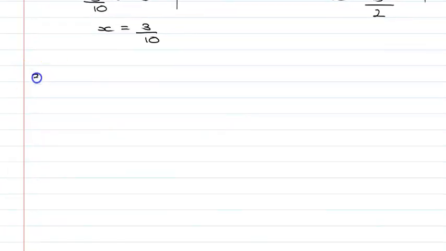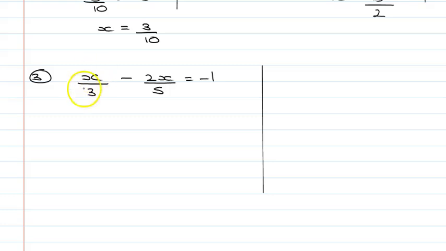Alright, next example. Let's look at a trickier one. Okay, so here we go, and you'll notice I've got two fractions on the left hand side. The easiest thing to do here is to find equivalent fractions with the same denominator so that you can bring those two terms together, and then it makes it much easier to solve the overall equation. So I'm actually going to find equivalent fractions.